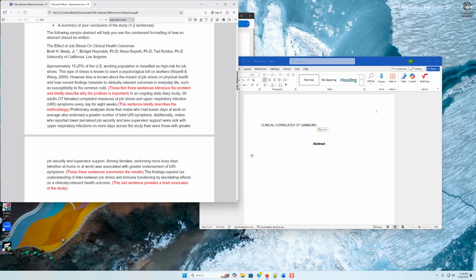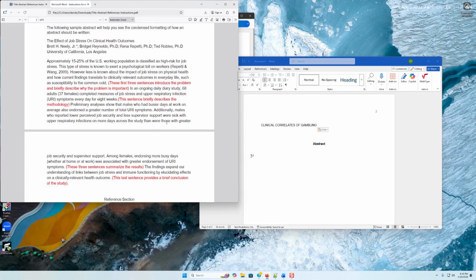The effect of job stress on clinical health outcomes. Approximately 15 to 25% of the U.S. working population is classified as high risk for job stress. This type of stress is known to exert a psychological toll on workers. So this is kind of the beginning, the introduction stuff. And sort of what's the topic and why is it important? Topic is job stress. It's important because it exerts a psychological toll on workers.